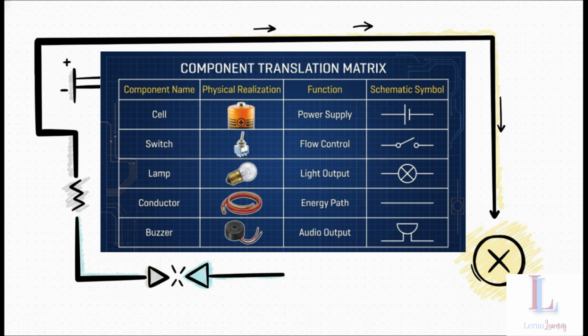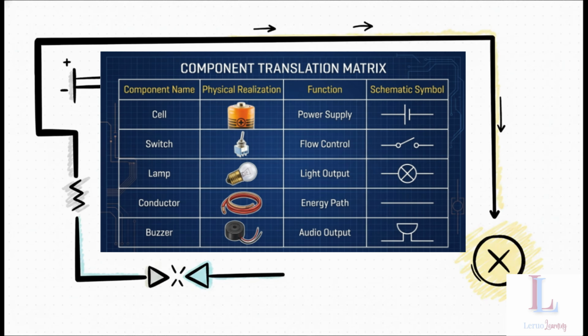Using those tools, a conductor is drawn as a straight, unbroken, dark line, always making sharp 90-degree turns. The cell is represented by 2 parallel lines, one long and thin for the positive side, and one short and thick for the negative. A single-pole, single-throw switch, or SPST switch, looks like a line with a break in it, angled upward, kind of like an open farm gate.